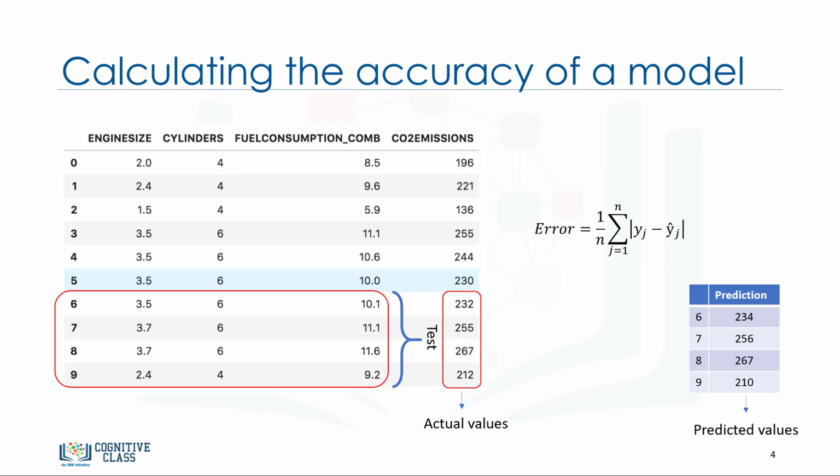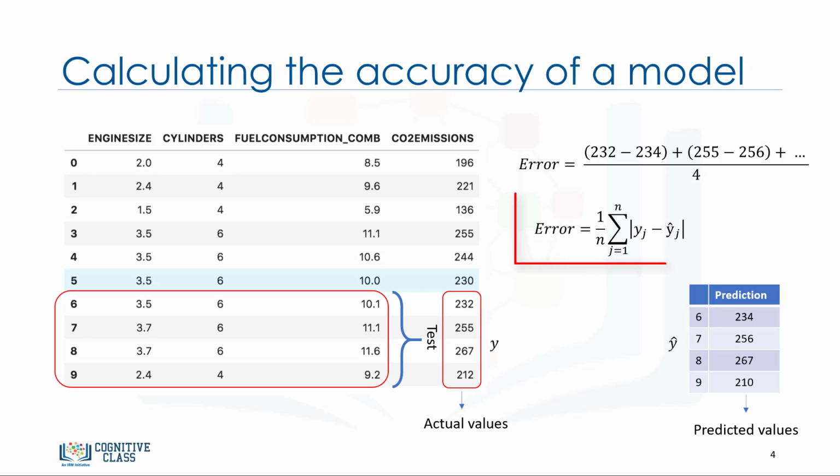Let's look at one of the simplest metrics to calculate the accuracy of our regression model. As mentioned, we just compare the actual values, y, with the predicted values, which is noted as y hat for the testing set. The error of the model is calculated as the average difference between the predicted and actual values for all the rows. We can write this error as an equation.